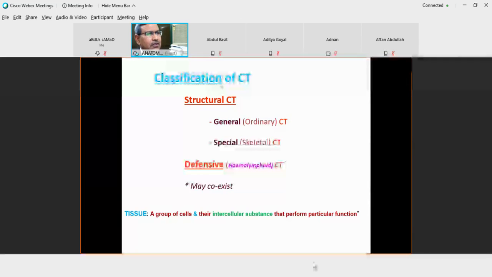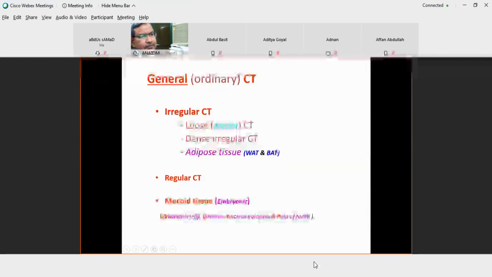So that's how you go about the classification. You classify connective tissue as structural connective tissue and defensive. Most of the time, you don't focus on this one. You focus only on the general or structural type of connective tissue. Now, structural connective tissue is further classified into general and special. General is also called ordinary connective tissue. Special are the skeletal type of connective tissue. General is further subclassified into irregular, regular, and mucoid types of connective tissue.